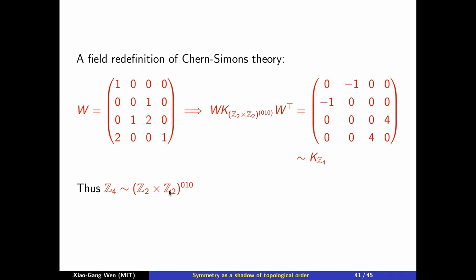So this example demonstrates the power of this kind of thinking, because this statement is about lattice models. We have two lattice models with different symmetry, different symmetry transformations. But our argument is through topological field theory, Chern-Simons theory. But once you see those connections, you can use this topological field theory point of view to see the lattice connection.